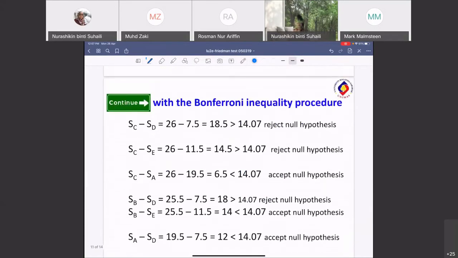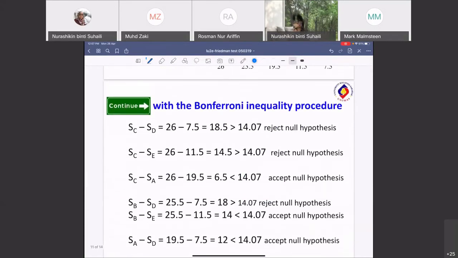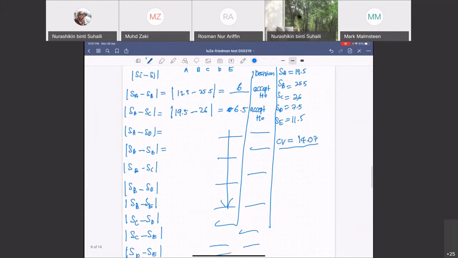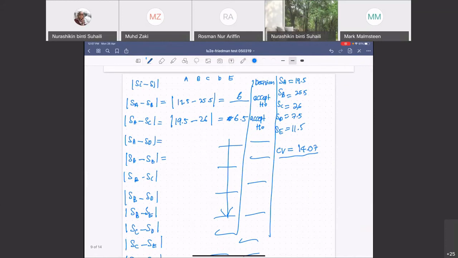Okay, so if you see here, the method here is a bit messy. I prefer the way you grade it like this: you make a table and then make a decision next to it, and from there you can see the decision that you make for every pair.